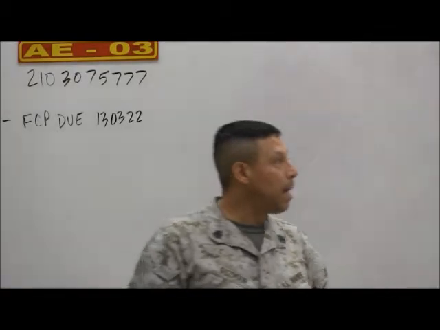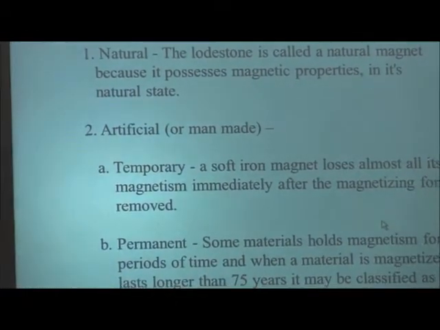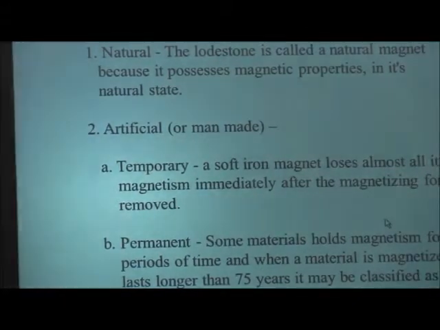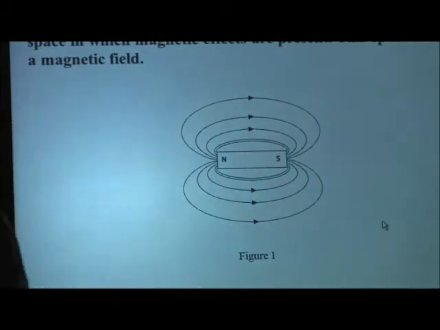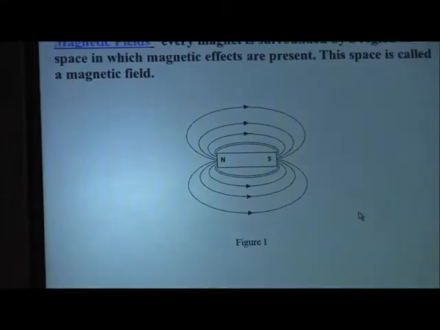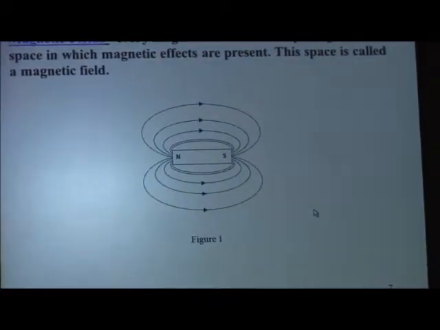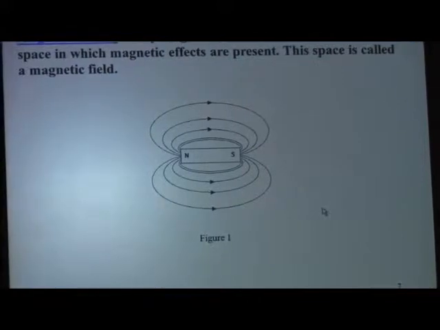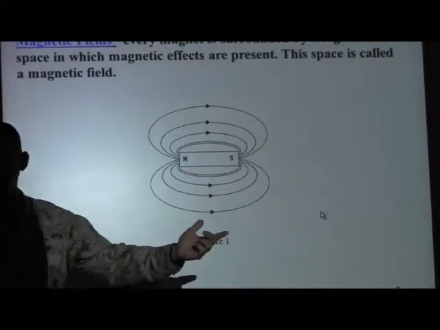Okay, we had types of magnets: natural, artificial, and artificial can be broken up into temporary and permanent. These are just definitions. And then magnetic field, we talked about how every magnet is surrounded by a region where a magnetic field is present, right? And the magnetic field at the poles was where it was concentrated the most, right?